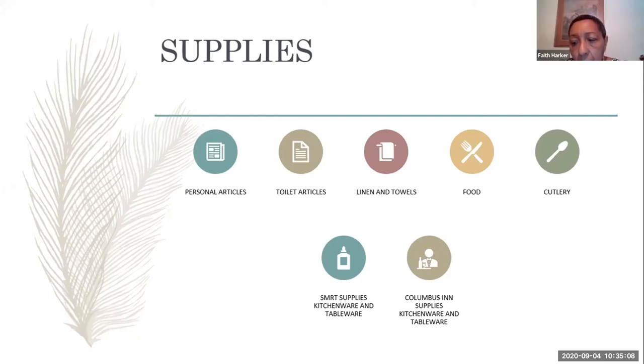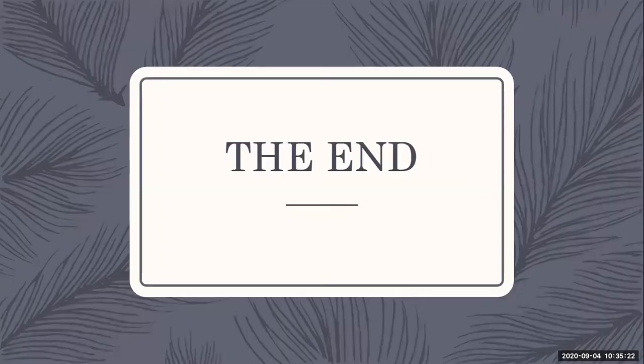Columbus Inn is the only place that students are accommodated where kitchenware and tableware are supplied. But you will hear about this later on, because all of what I'm telling you now is going to go through one ear and come out the other, because clinic is so far away that you're going to forget half of what I've told you.